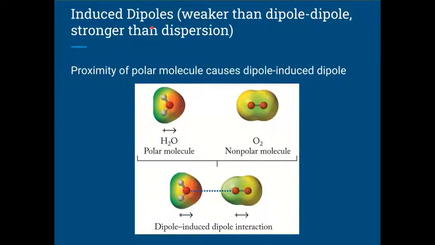Induced dipoles are weaker than dipole-dipole, but stronger than dispersion. Dipole-induced dipole is what happens if you have a polar molecule next to a nonpolar molecule. The proximity of the polar molecule causes a dipole-induced dipole. What that means is this negative part of the water molecule kind of forces the electrons away on this side of the oxygen, creating a dipole in the oxygen. And so this dipole-induced dipole interaction is a little bit stronger than dispersion, but not as strong as a dipole-dipole interaction.